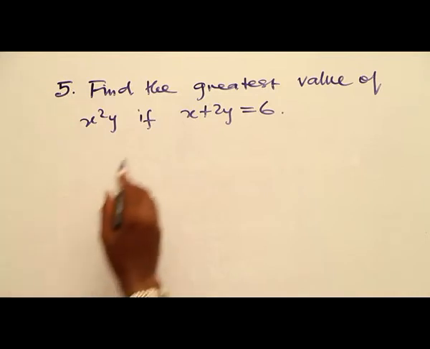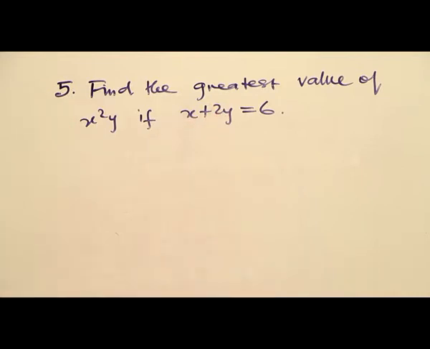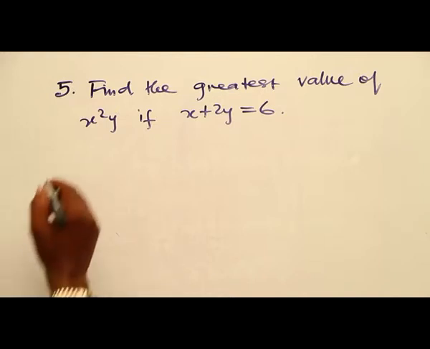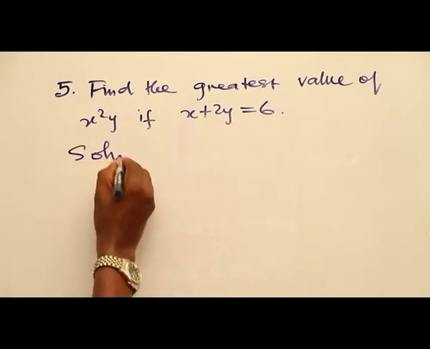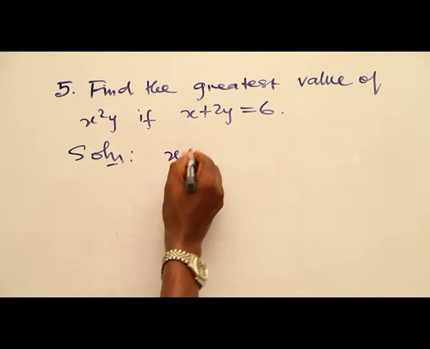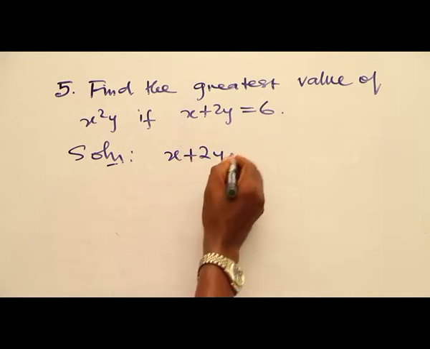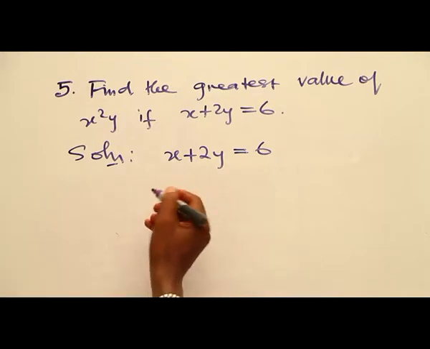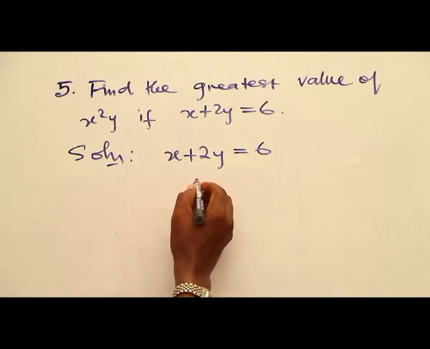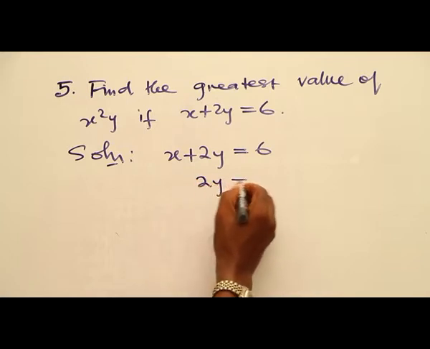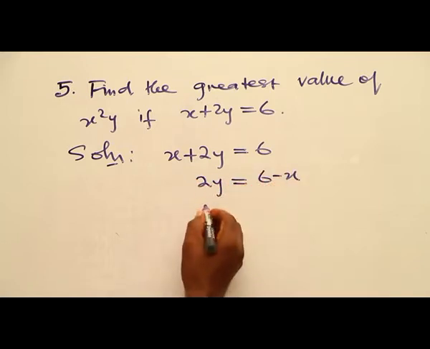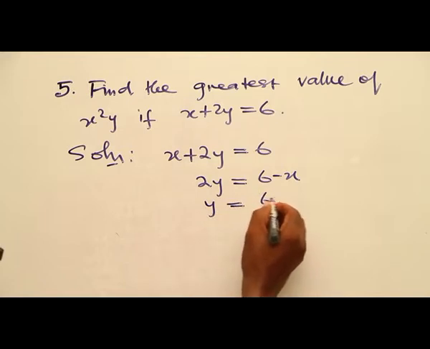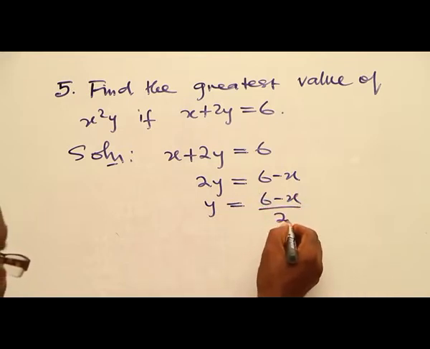Example number 5. Find the greatest value of x squared y if x plus 2y equals 6. I want you to observe this very carefully. Our solution: let's take the first equation, x plus 2y equals 6, which is a linear equation. Then our 2y is equal to 6 minus x, so that y is equal to (6 minus x) divided by 2.